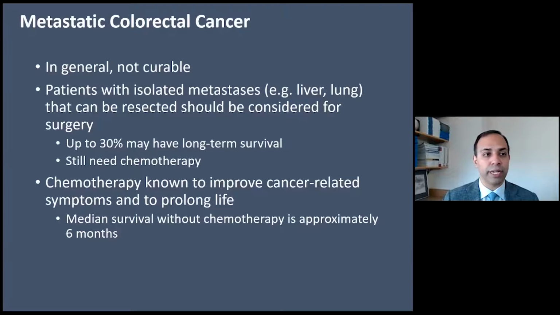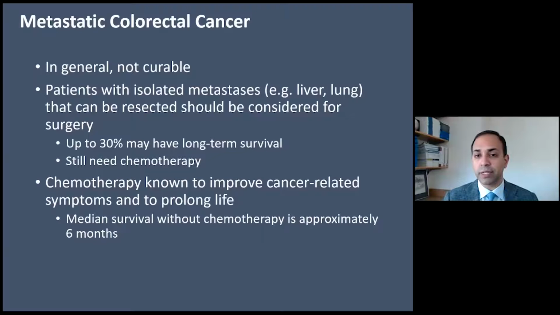Metastatic colorectal cancer is in general not a curable disease. However, patients with isolated metastases, namely those in the liver or lungs, that can be resected should be referred for surgical consideration. Up to 30% of these patients may have long-term survival or potential for cure.